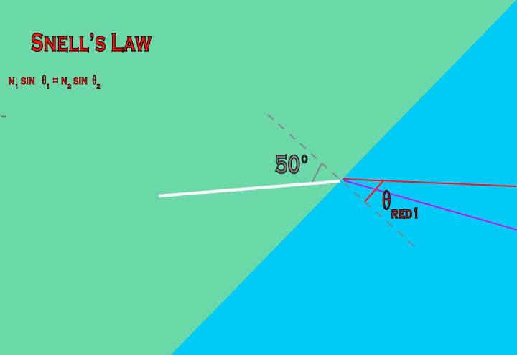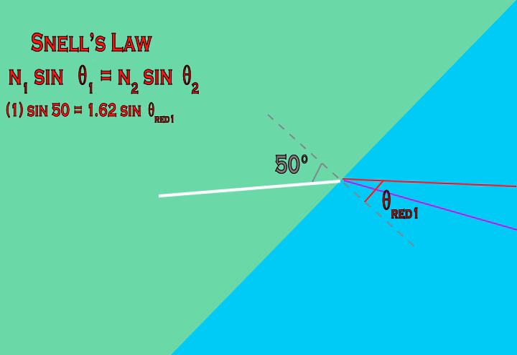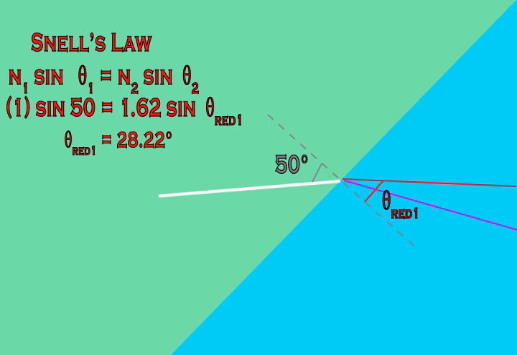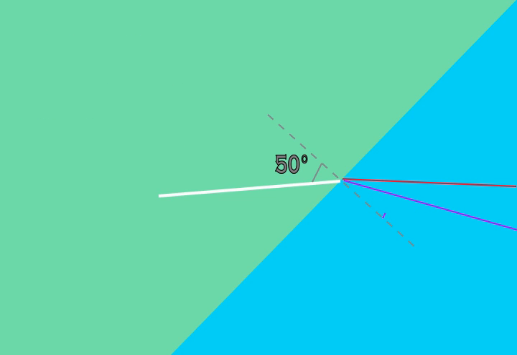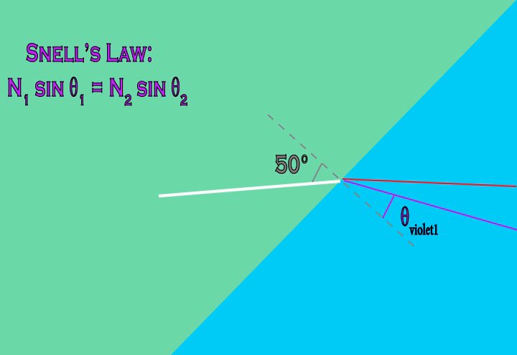When the light beam is incident on the glass, the red and the violet light rays bend with different angles. For the red light, let theta red 1 be the refracted angle of red light. Using Snell's law, n1 sin theta 1 is equal to n2 sin theta 2, after some calculation, we can find that theta red 1 is 28.22. Then, for the violet light, let the refracted angle of violet light be theta violet 1. Using Snell's law again, we find that theta violet 1 is 27.48 degrees.